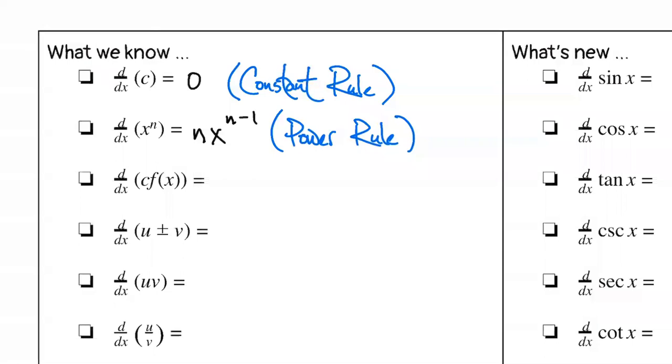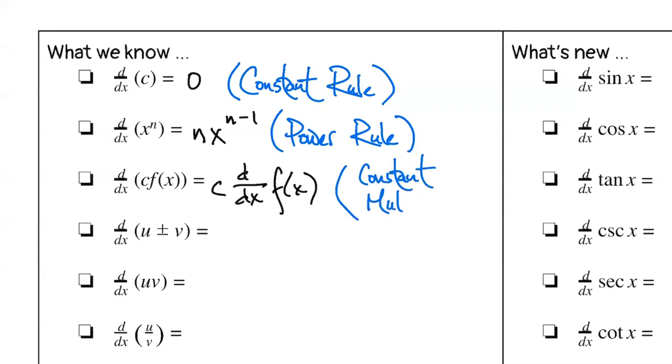All right. What about d dx of c f of x? How would we write that as a generalized rule? Is it c d dx f of x? Yeah, we could write it that way. C, and then we could say d dx of f of x. And we could call that the constant multiple rule. Exactly. Constant multiple.